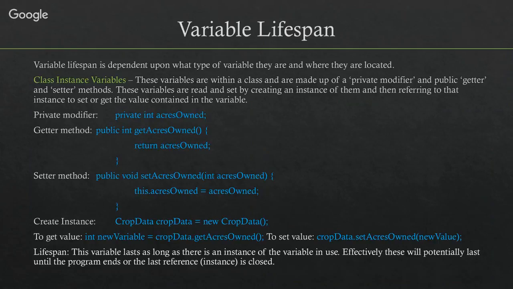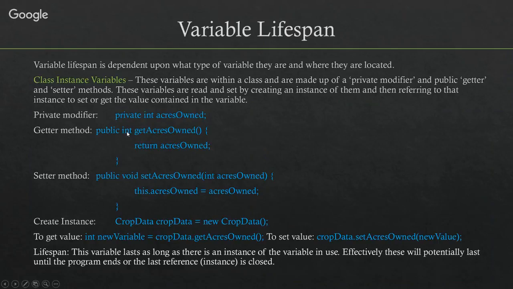These variables are written inside a class and are made up of a private modifier and public getter and setter methods. These variables are read and set by creating an instance of them and then referring to that instance to set or get the value contained in the variable. So here we have an example from our code of a private modifier. Basically, we're initializing acres owned as an integer, and it's set to private. The getter and setter methods are here. This is what other methods can call to either read what's in here or to set this variable.